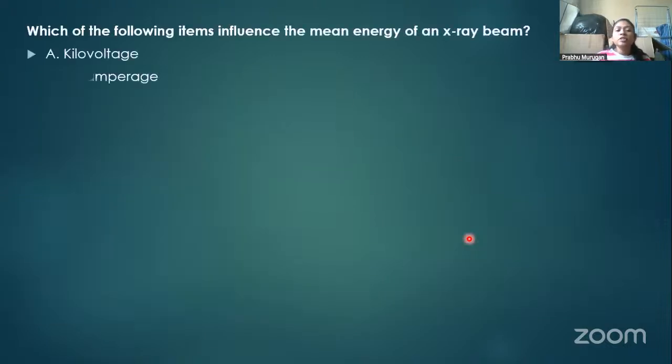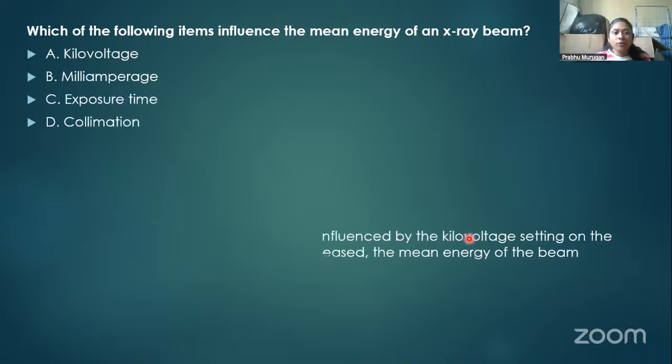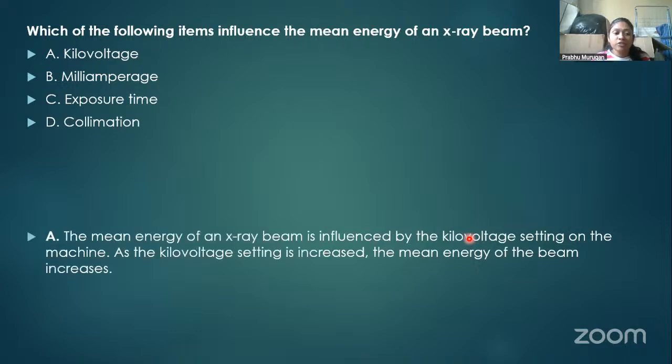Yeah, so the MCQ from it is, which of the following items influence the mean energy of an X-ray beam? We just now spoke about it, right? That is your kilovoltage potential. The mean energy is influenced by the kVp setting of the machine, and as it is increased, the mean energy also increases. So this influences the quality of radiation, whereas your exposure time and your tube current are going to influence the quantity of radiation, that is the number of your X-ray photons.